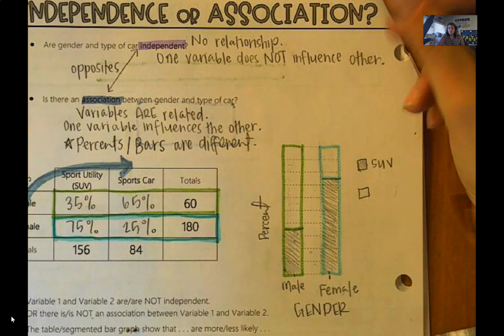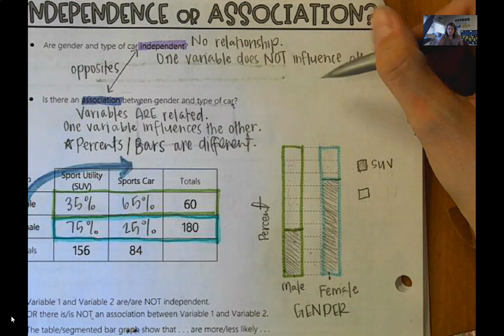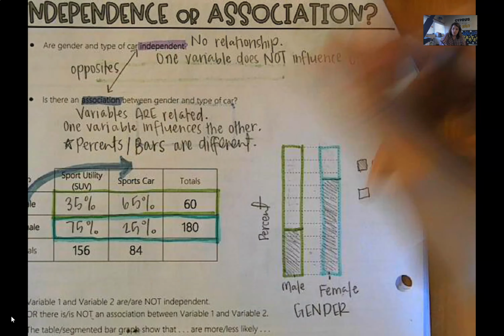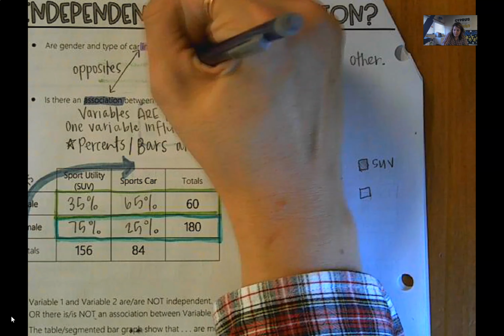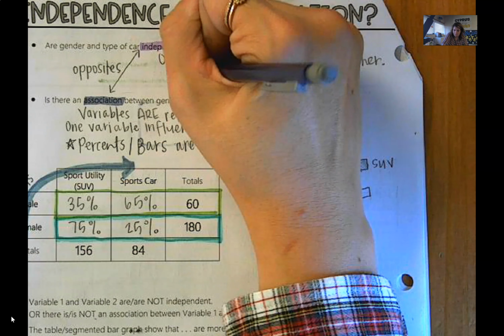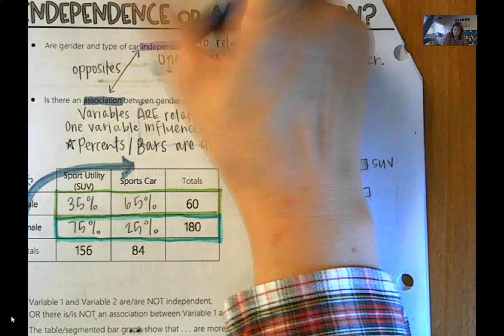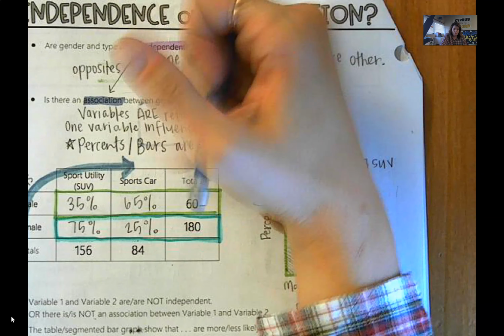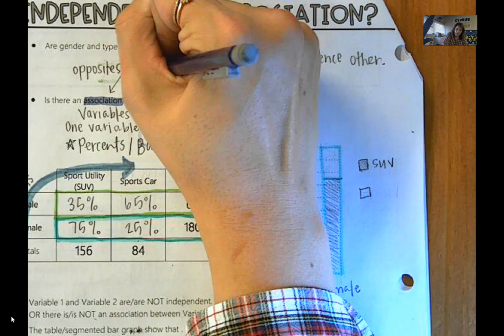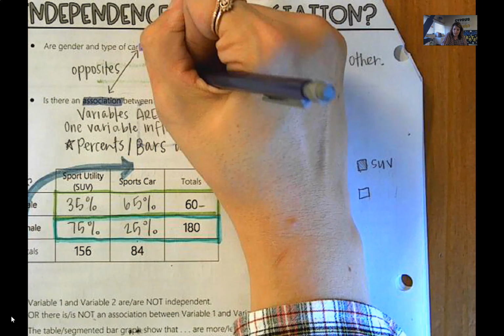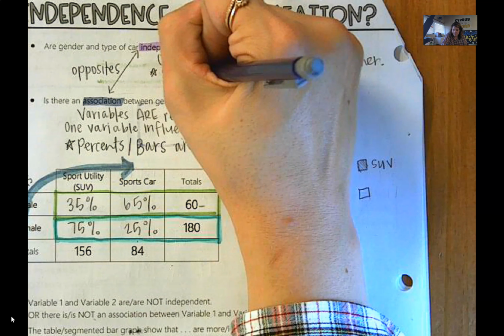Okay, so let me show you or explain to you what it would look like if they're independent or they have no relationship. So the percents in the table would be the same. And I mean exactly the same. And the bars in the segmented bar graph would look the same. So I'm going to start with that one.